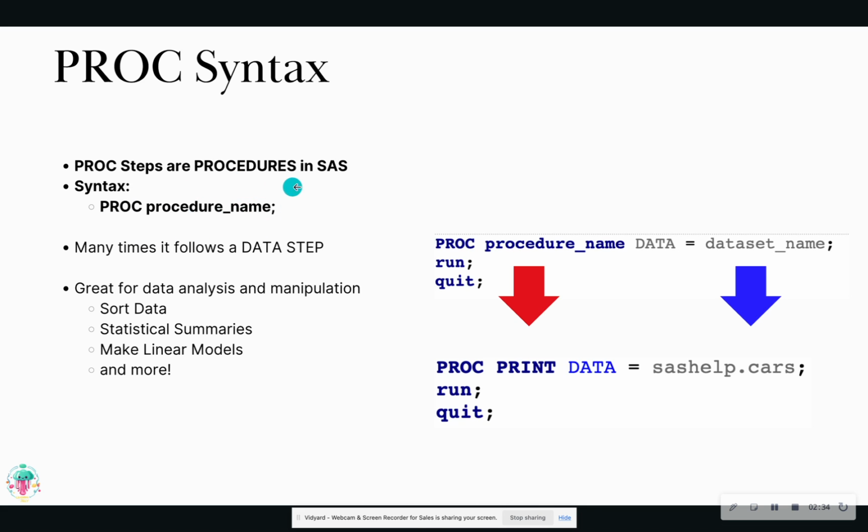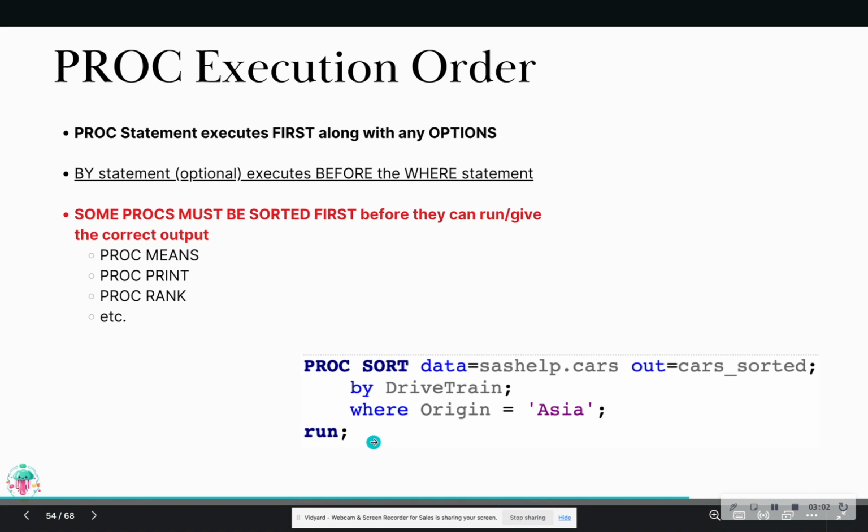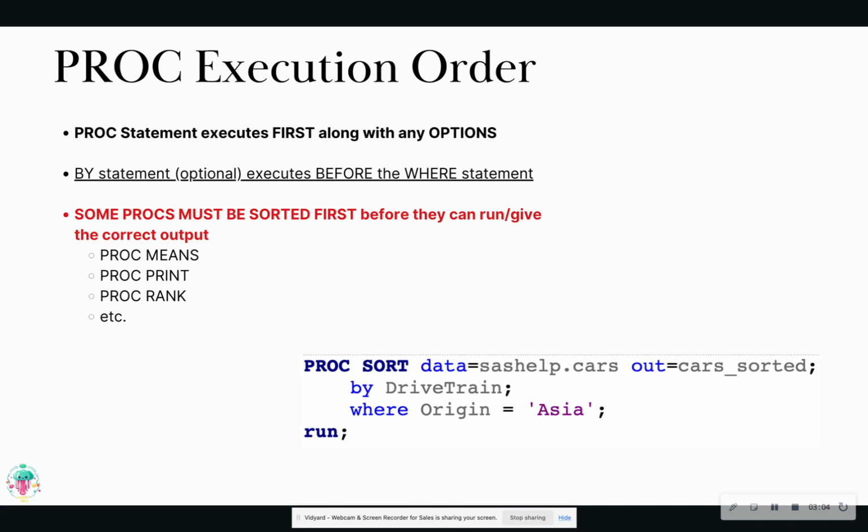Procedures, or proc steps, follow data steps many times. So you can use a data step for filtering and creating new variables, and then you can run a procedure based off of that data step. It's great for data analysis and manipulation. As I mentioned in our agenda, it's able to sort data. You can get out statistical summaries such as the mean, median, standard deviation, and you also can make models and a whole lot more.